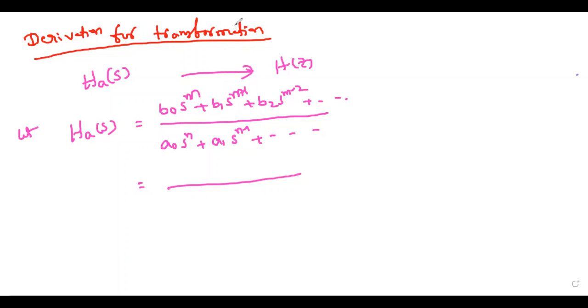And this total polynomial we should make into factors, factorization, like c1 by s minus p1 plus c2 by s minus p2 plus and so on. Only poles remain in the denominator; numerator factors will go out because we are taking partial fractions. We can get it like this.